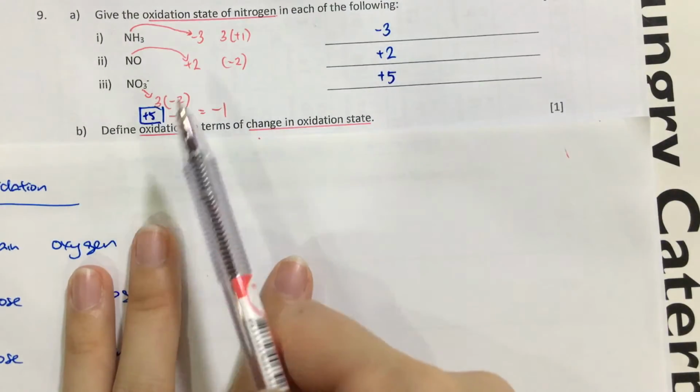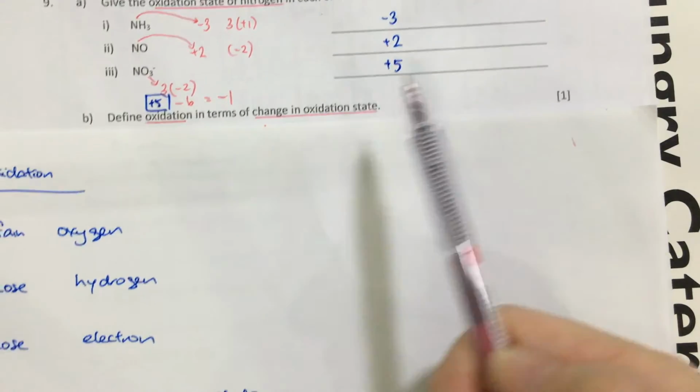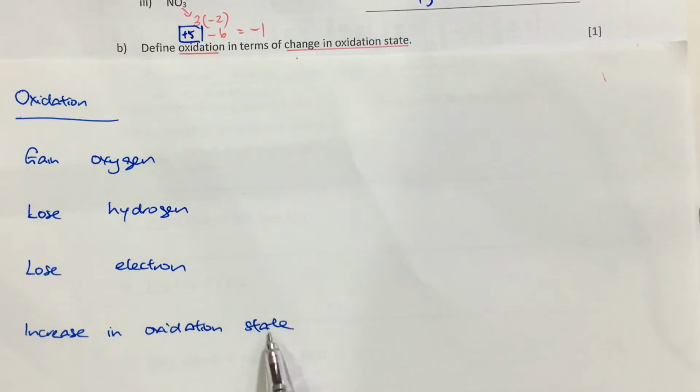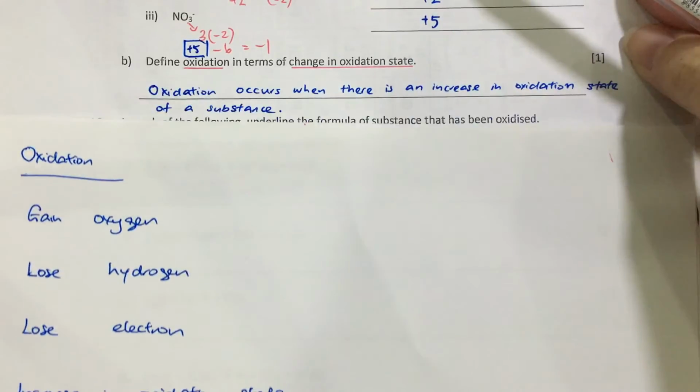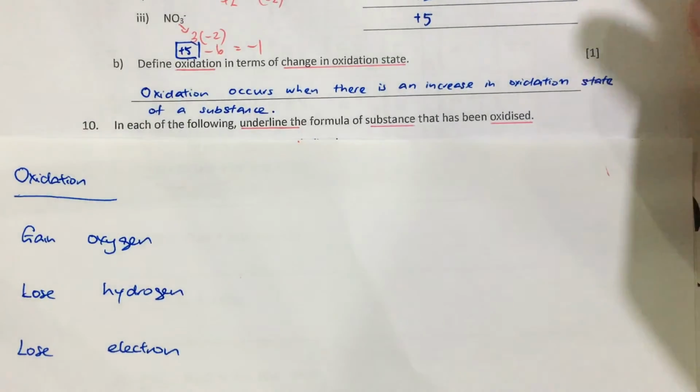Okay, so now when they ask you to define oxidation in terms of change, what kind of change? You must say that it's an increase in oxidation state. So we write it in words, and this would be your answer. Okay, next.